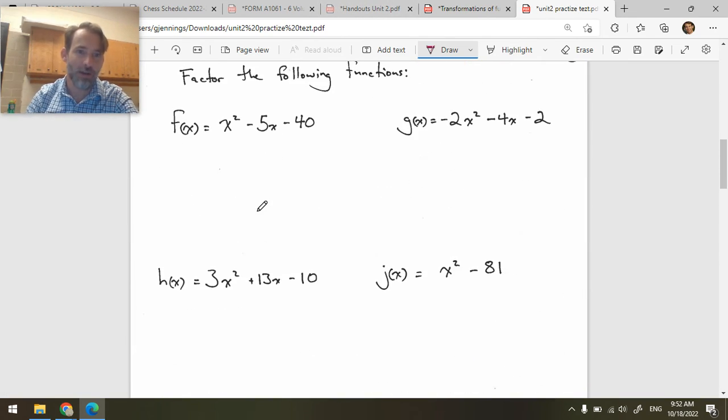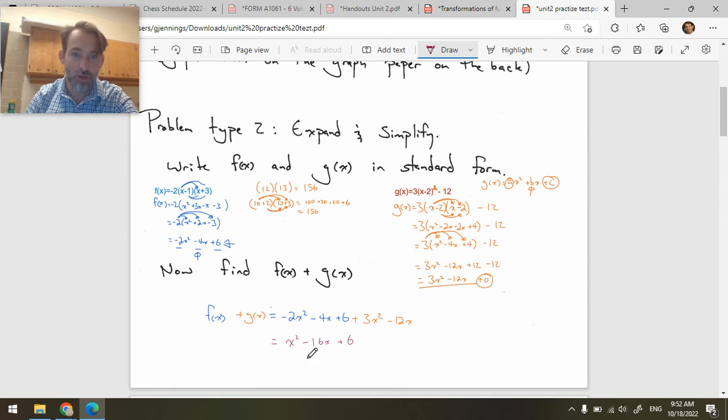Cool. Okay, I'm not going to ask you to graph it on the test, but I could ask you to graph that one. It's just a little harder to graph in standard form. All right, so that's problem type 2. You want to be able to expand and simplify vertex form quadratics and factored form quadratics to create standard form quadratics. You should also be able to add together functions like this to create new functions.